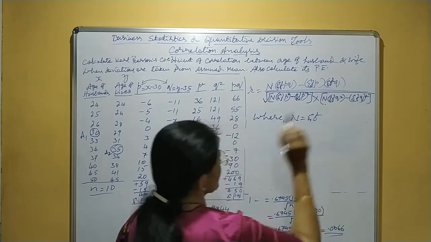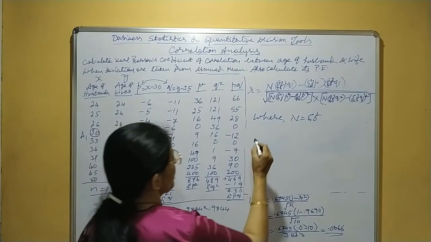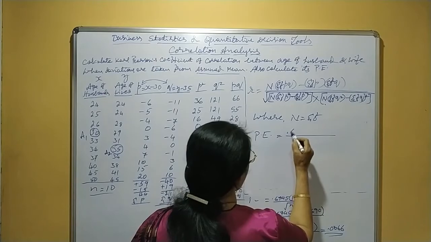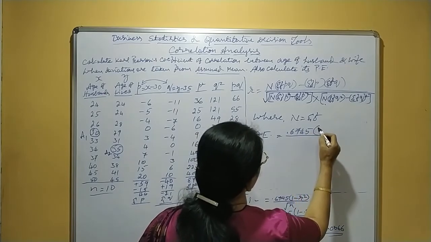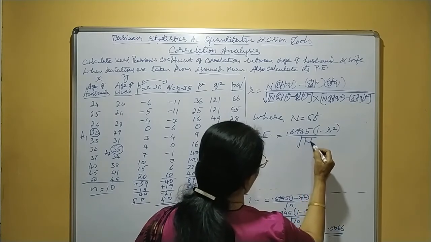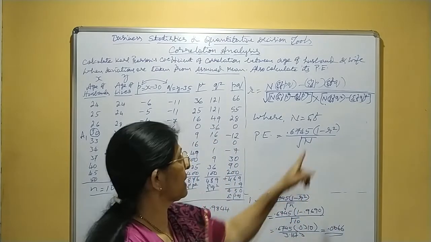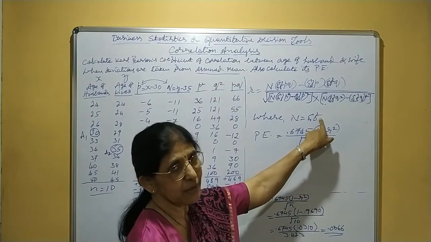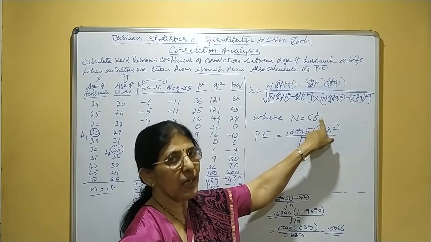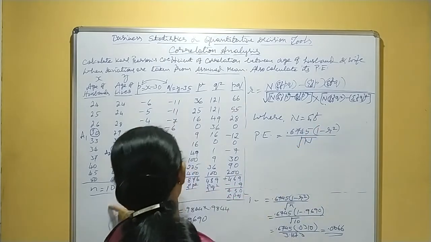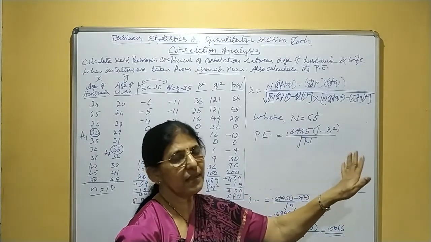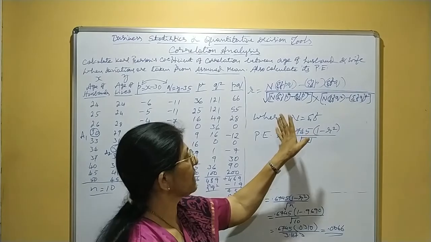Next, when you come to probable error, PE equals same formula, 0.6745 into 1 minus r square divided by square root of n, that is capital letter N, means here you have to take sigma f. Under ungrouped data we take square root of small n, that small n refers to number of paired values. Here sigma f, that is only that much difference, remainings are the same.